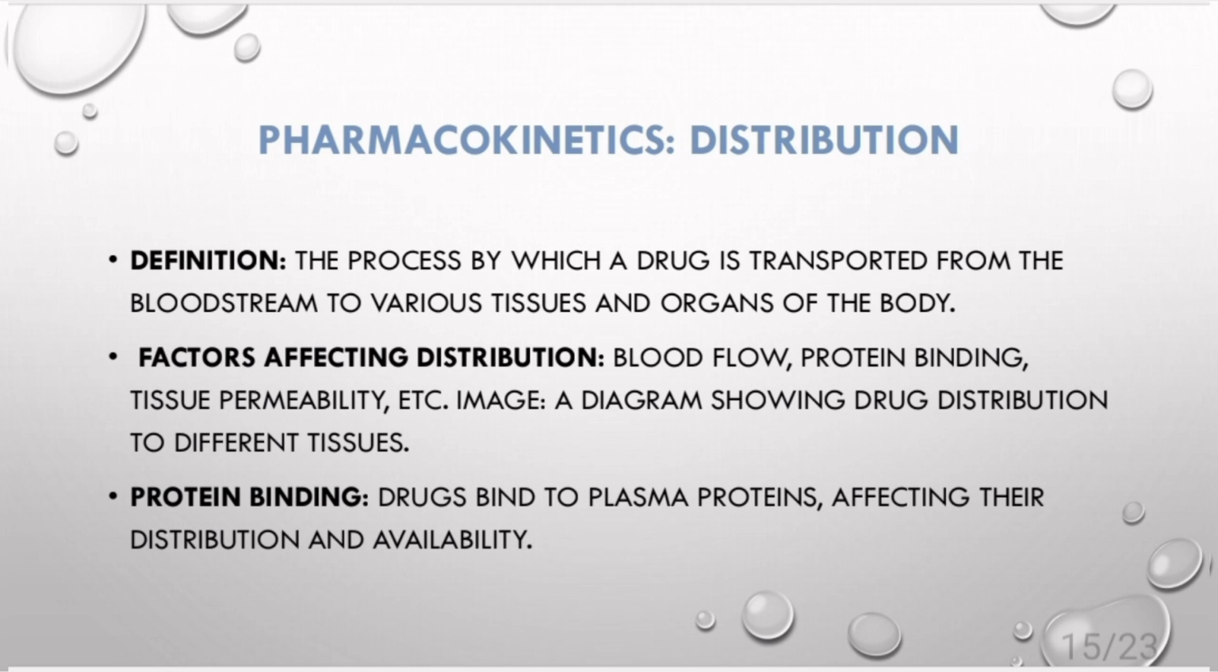Distribution. Definition of distribution: it is the process by which a drug is transported from the bloodstream to the various tissues and organs of the body. Then there are some factors which affect distribution, which are blood flow, protein binding, tissue permeability, etc.